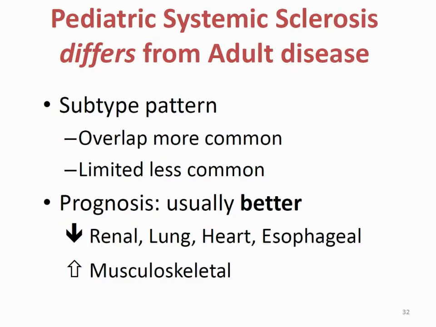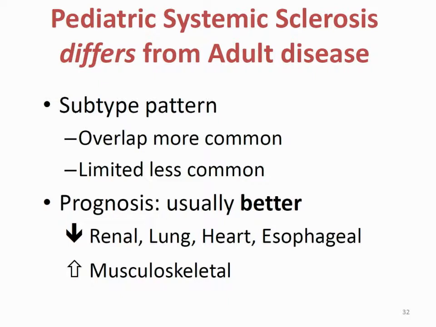We derive a lot of our data and a lot of our clinical judgment from the adult data, but it is clearly different in kids and adults. In kids, we see more of this overlap disease. We see less of this limited disease. And the prognosis in kids is much better.